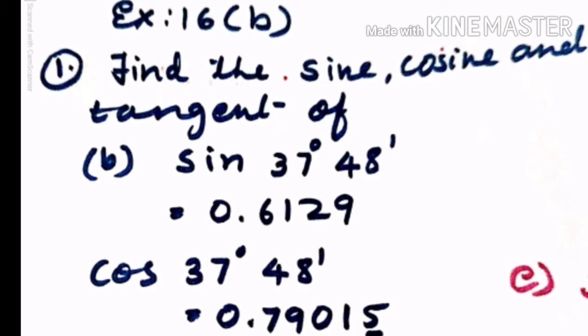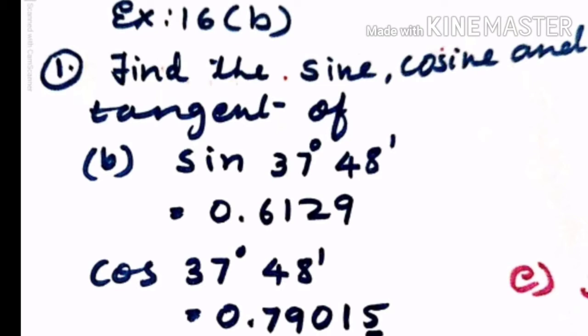After understanding our t ratio tables, the first question is: Find the sine, cosine and tangent of the following angles. Here in the first question you are given 4 different angles. How to read them? I am taking part B, that is 37 degree 48 minute. So first I will explain how to see the sine of 37 degree 48 minute.